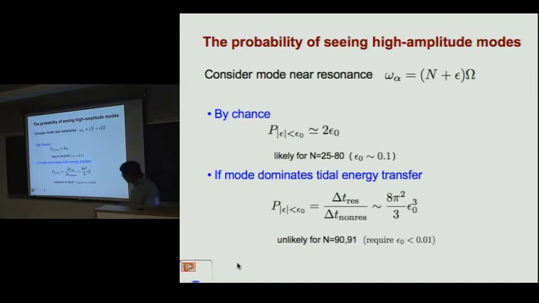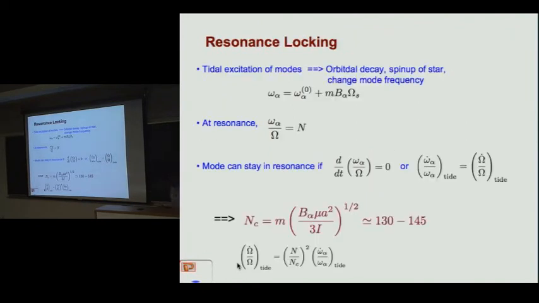So we think it's very unlikely that it's just coincidence, by chance, that you happen to be there at 90 and 91. And the way you get this, we think, is that you have resonance locking. So let me explain how this works.